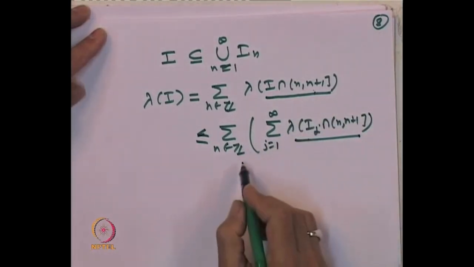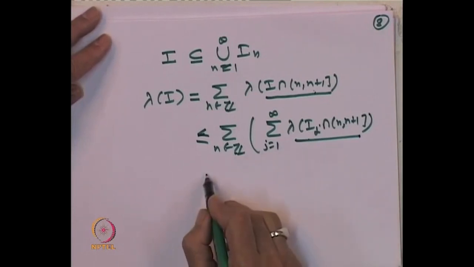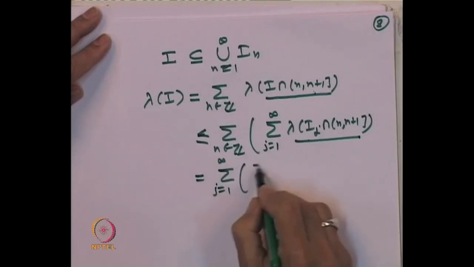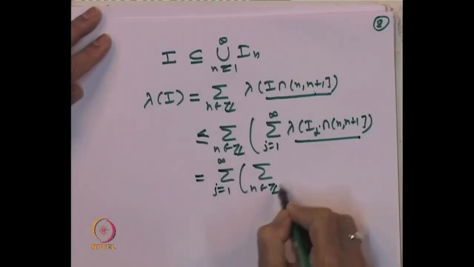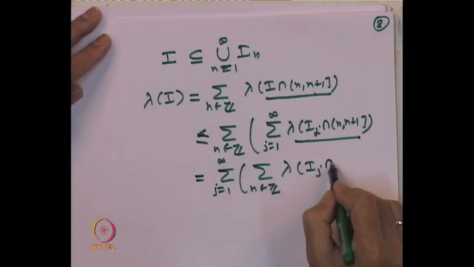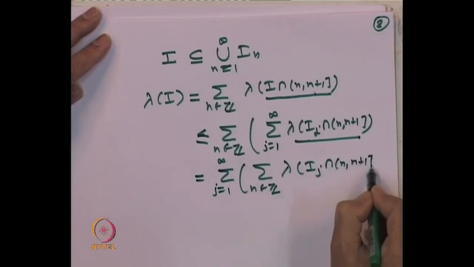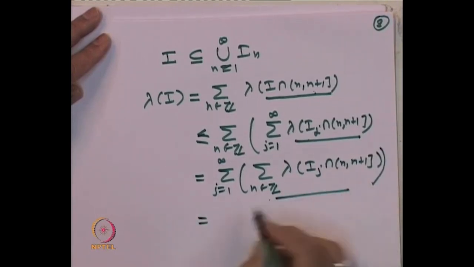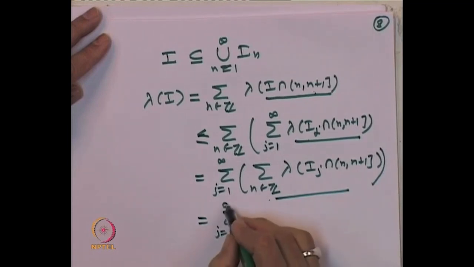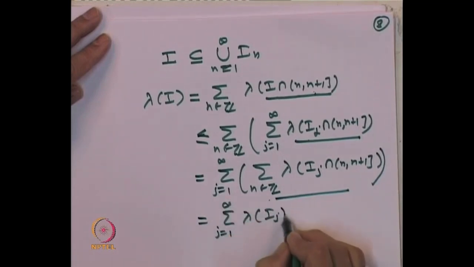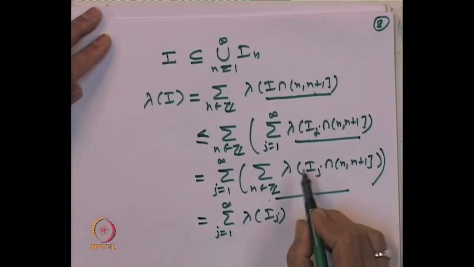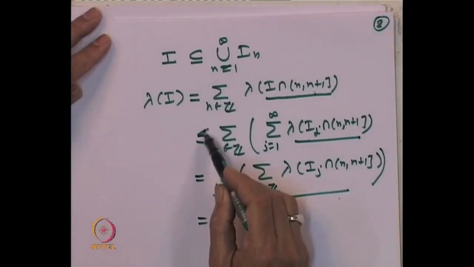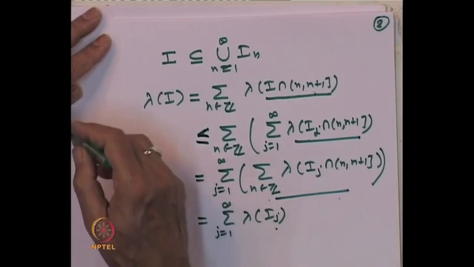And now, once again, since these are series of non-negative numbers, I can interchange. So, this is equal to sigma j equal to 1 to infinity, sigma n over integers of length of I j intersection n to n plus 1. And once again this is nothing but the length of the interval I j, by the fact that we just showed, the sigma finiteness of the length function. So, length of I is less than or equal to sigma of the lengths of I j's.